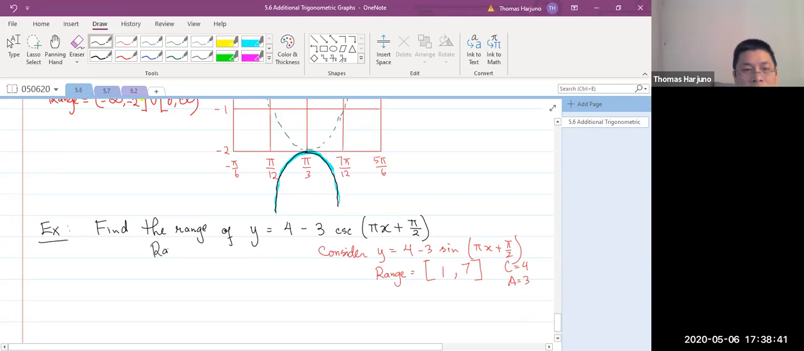The range here will be anything but that. Okay, negative infinity up to 1 union 7 to infinity. That's it.